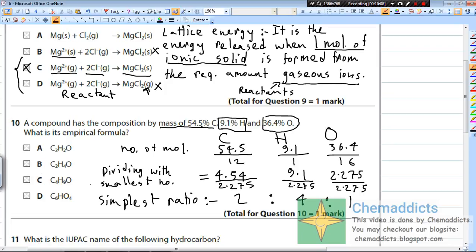Okay, so let us match this with this one. So the expected empirical formula for this compound should be C2H4O. So let's look out for the answer. So here B is the answer. Okay, so we should choose B.